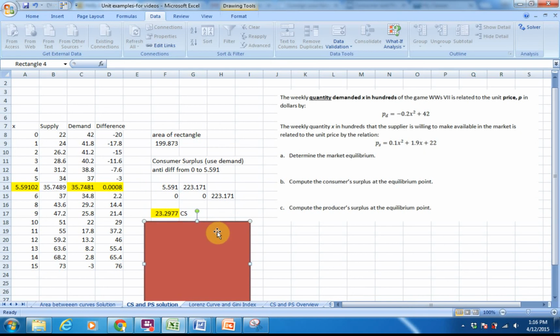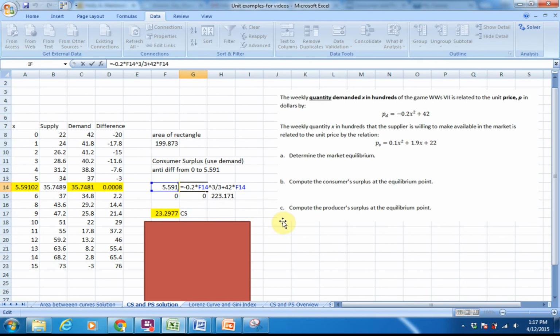Now let's take a look at how we would use that value to find the consumer surplus. We know that with consumer surplus, we're always going to anti-differentiate from 0 to the X value that we obtained at market equilibrium. So 5.591 is going to be the upper limit of my anti-derivative, and 0 is going to be the lower limit. Think about the fundamental theorem of calculus. You can see that I'm setting up the cell right here.